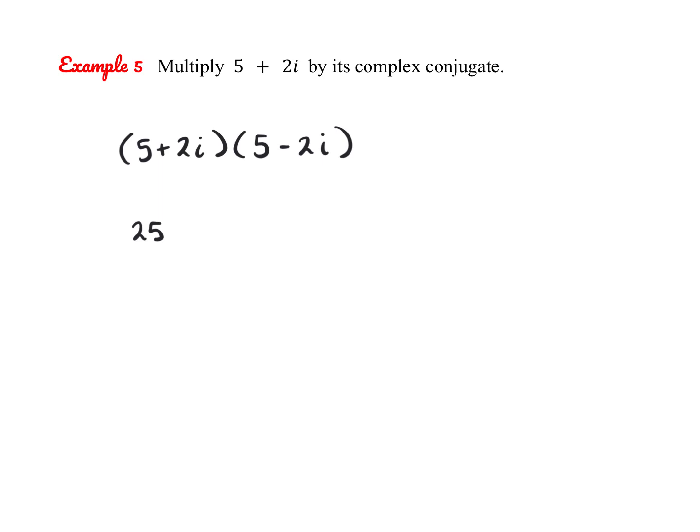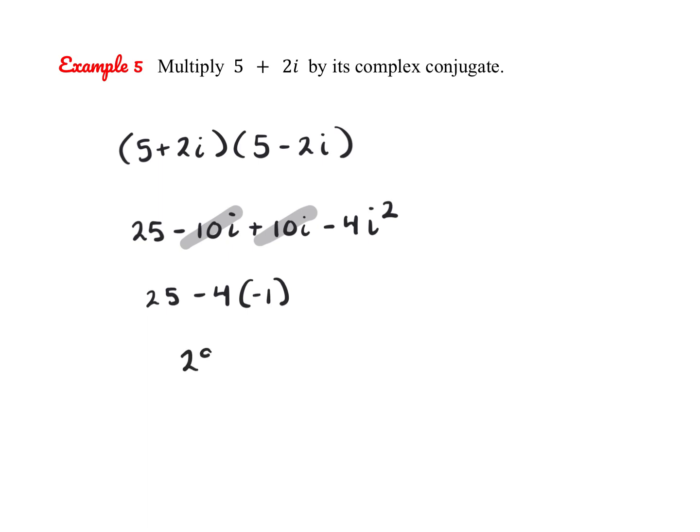So we get 25 minus 10i plus 10i minus 4i squared. So maybe right off the bat you notice that these terms will cancel out. And then when I go to simplify further, because I know that i squared is equal to -1, I see that I actually don't have any i left over at all. So when you multiply by a complex conjugate, it actually turns your expression back into a real number.